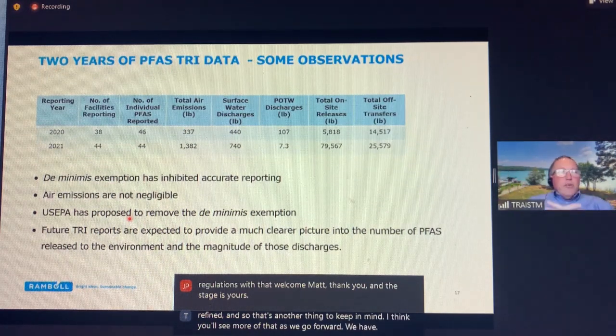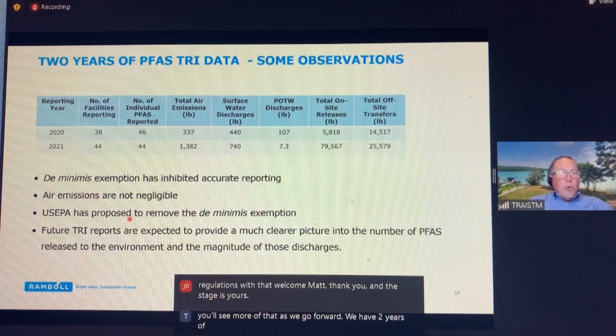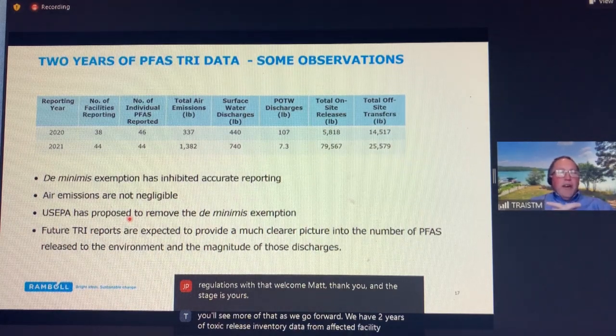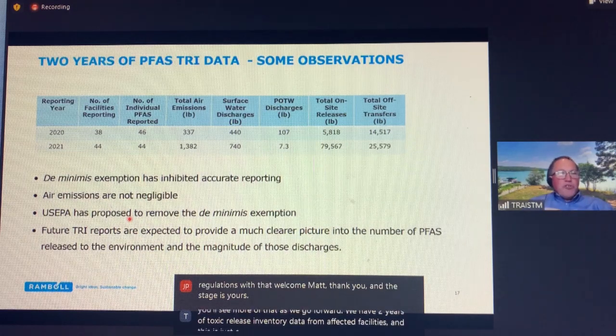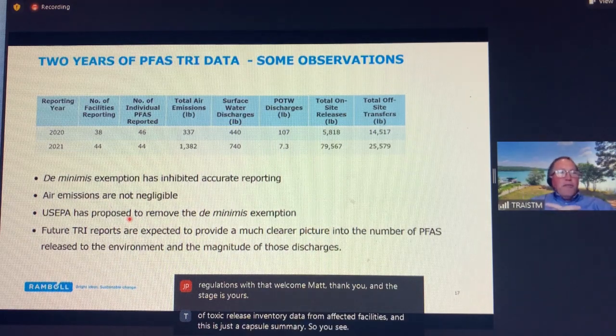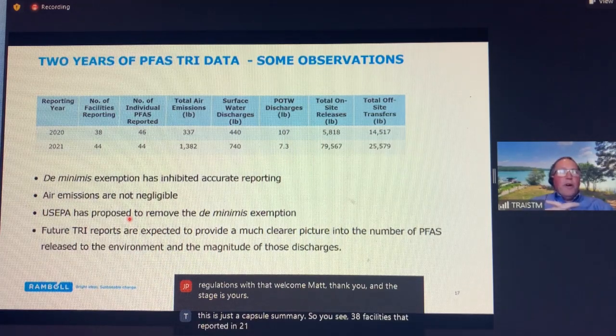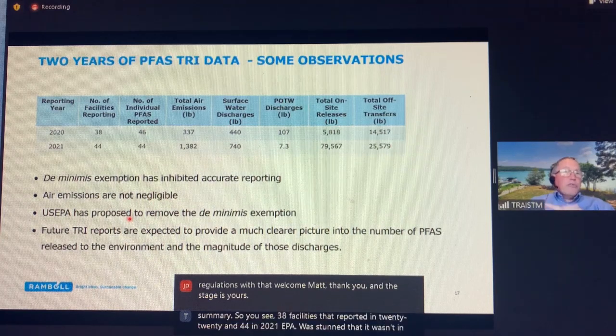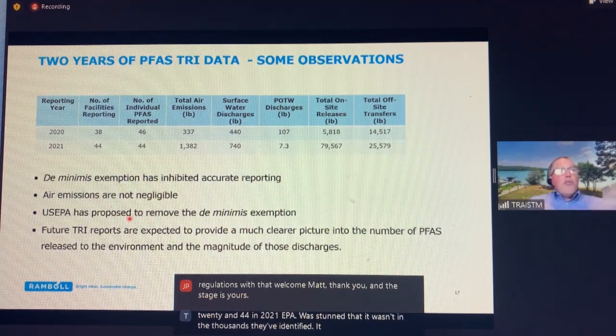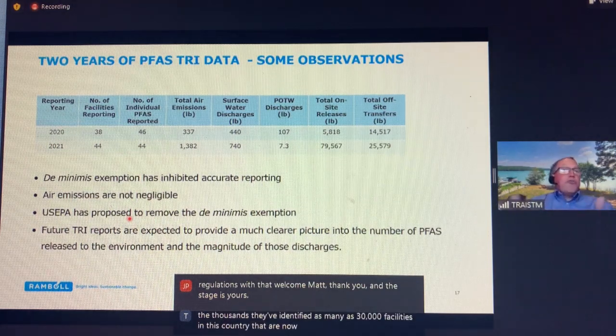We have 2 years of toxic release inventory data from affected facilities. And this is just a capsule summary. So you see 38 facilities that reported in 2020 and 44 in 2021. EPA was stunned that it wasn't in the thousands. They've identified as many as 30,000 facilities in this country that are known or suspected of using PFAS.